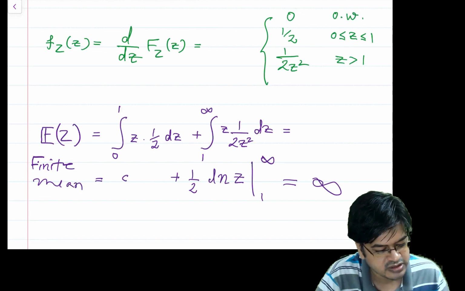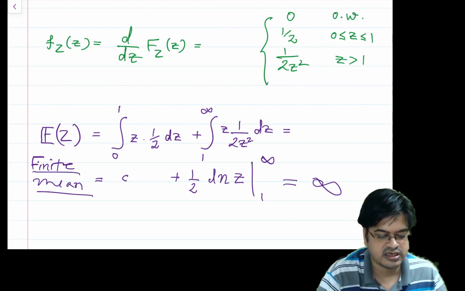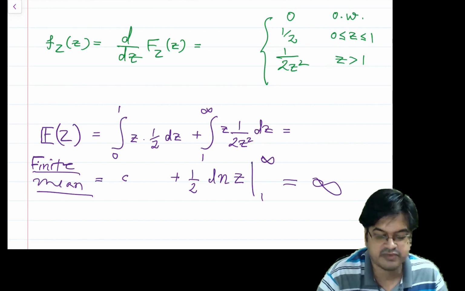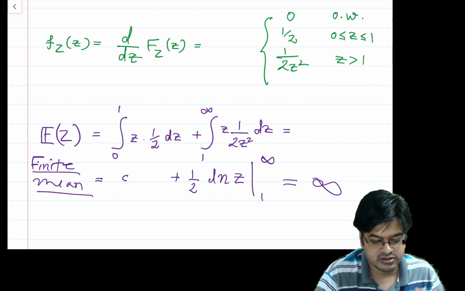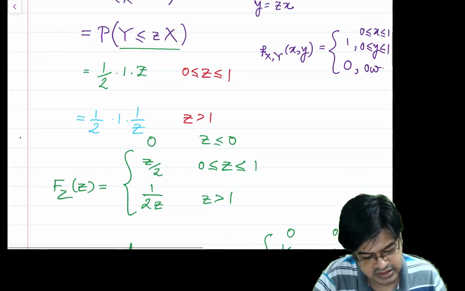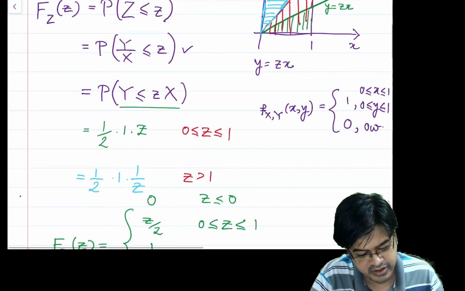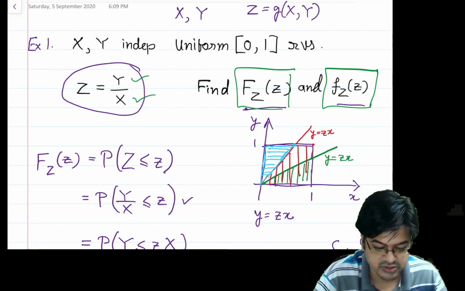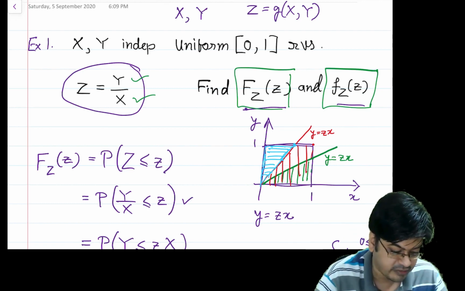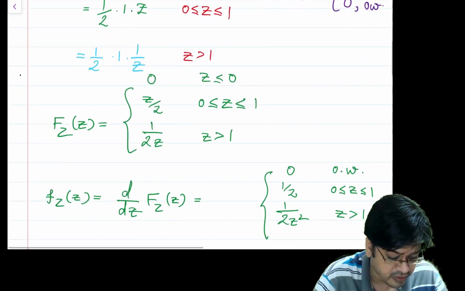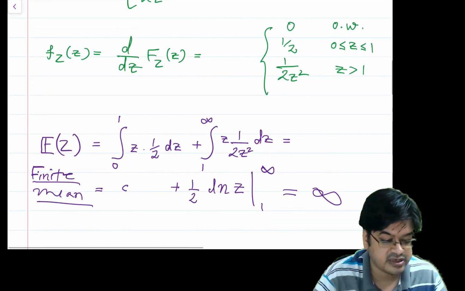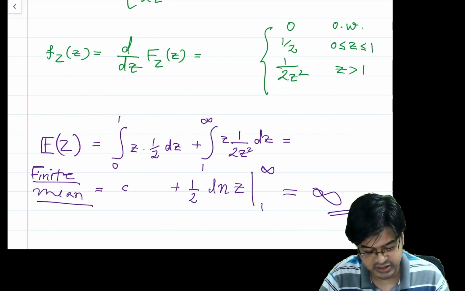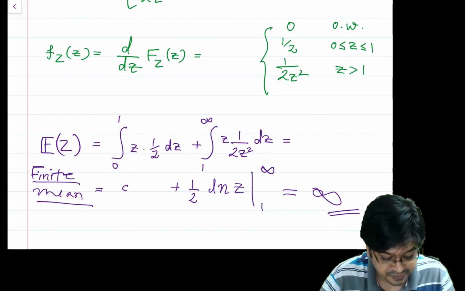Is there anything wrong with this? No, there is nothing wrong with this. There are several random variables which have infinite mean. This is a typical prototype of those random variables. Okay, so that's all for this example, and this is an interesting example because it started with everything bounded, then we have taken the ratio, and because of the ratio the random variable became unbounded, and therefore it became unbounded in such a way that its mean is not finite, expected value is not finite. So this is an interesting demonstration of a behavior of a random variable.